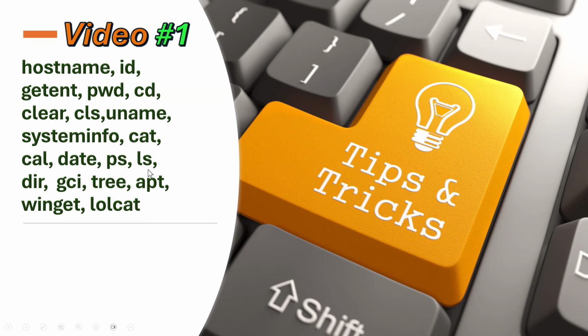PS is to check for system processes and monitors. LS lists files, similar to dir and similar to Get-ChildItem on Windows. LS is also a PowerShell alias to Get-ChildItem. On Linux, you can use LS equivalent to these. You can also create aliases for these if you want to.